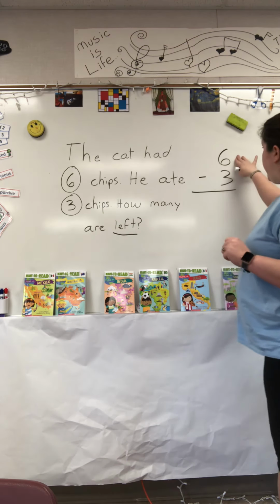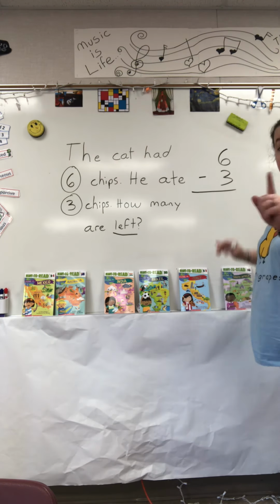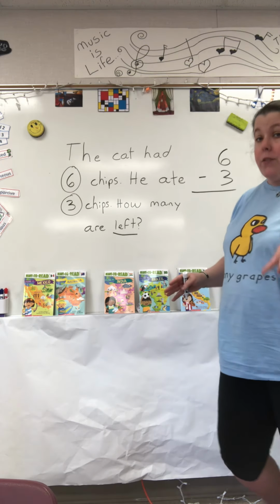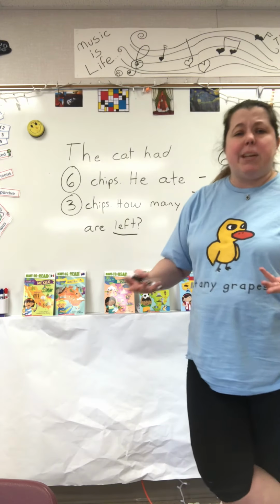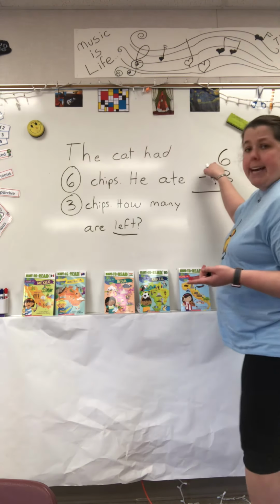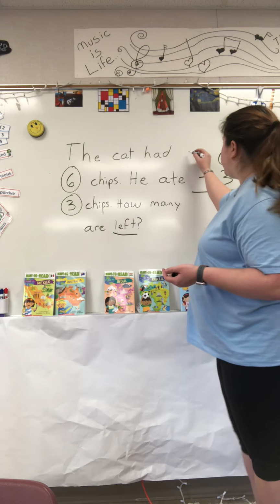We have our numbers lined up in a nice column here, which is very, very important when you get to double digits for first grade and up. So there's a few ways you can figure out how many chips are left. So we had 6. So we're going to draw 6 chips.